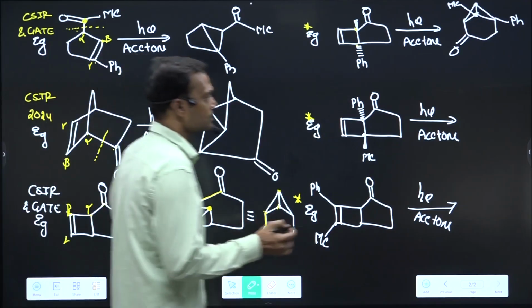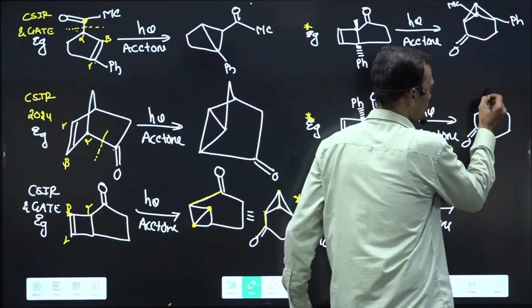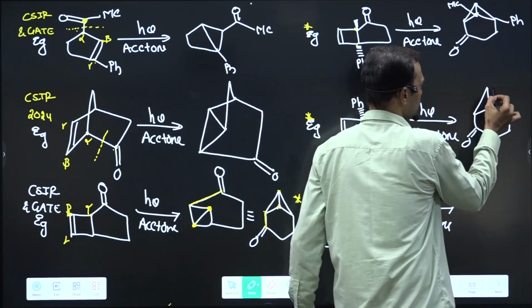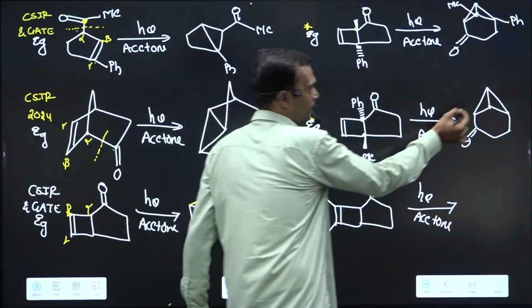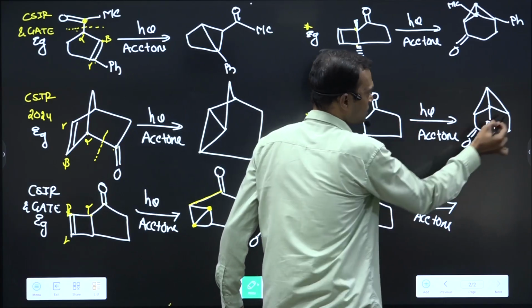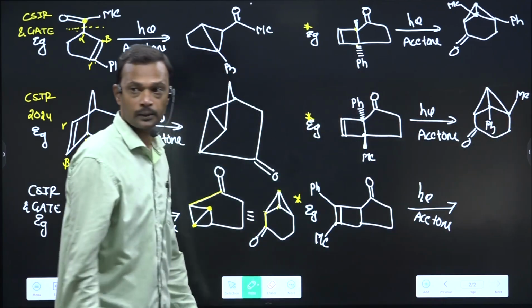Now, can I write this? Same 6-membered ring I am writing, C double bond O. You can write here. Now, this one I am writing below. This carbon, can I write above carbon or below carbon? Anywhere you can write. Here this is phenyl. Then what about this? This is methyl. Right?